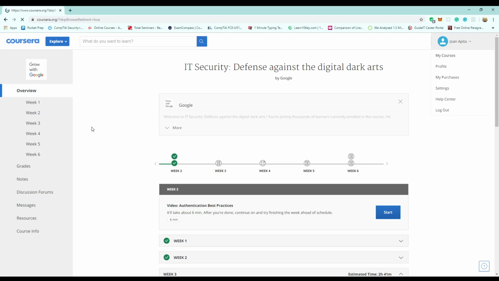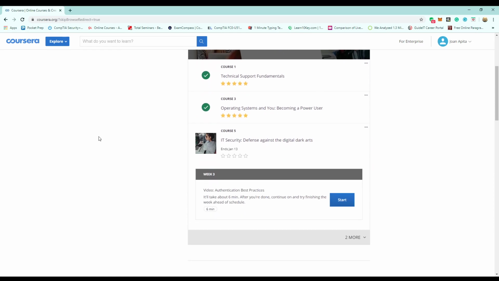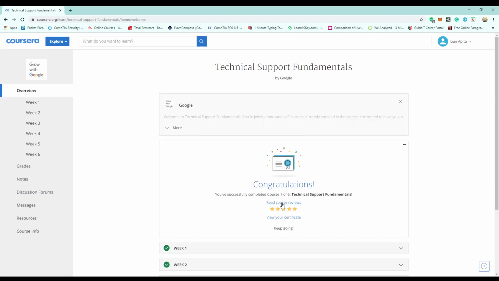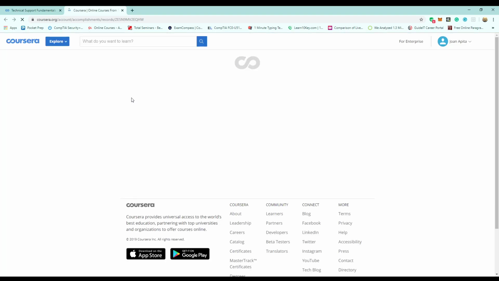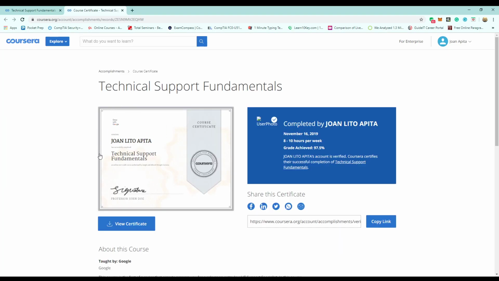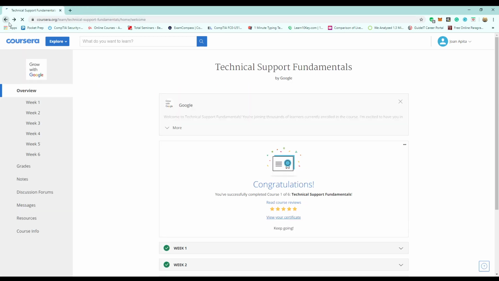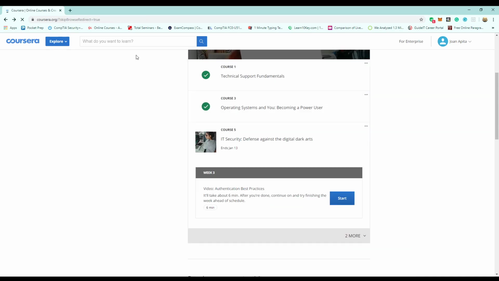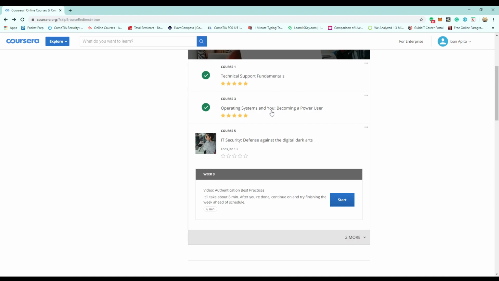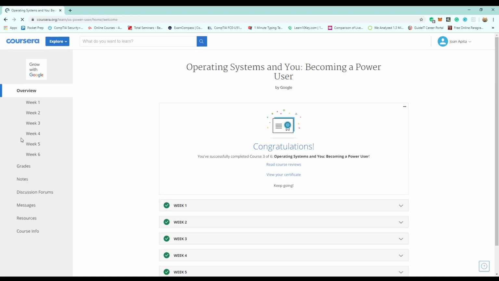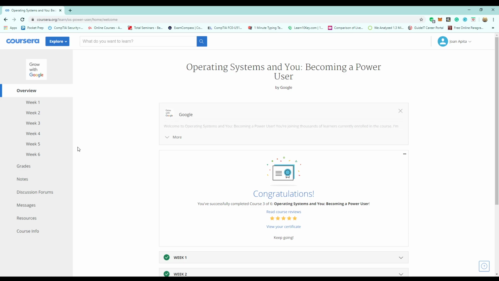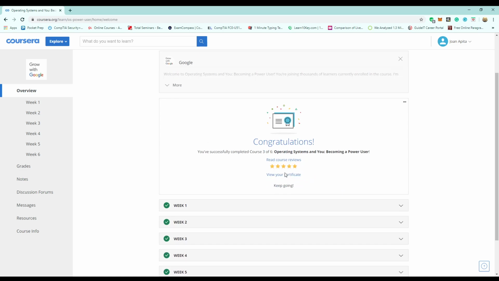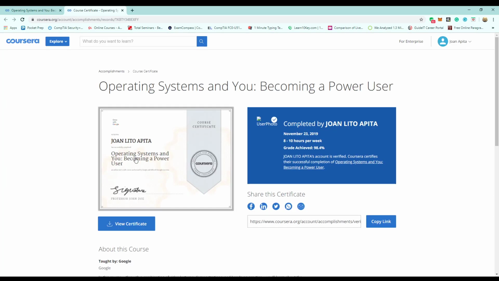Okay, let's go to my course. Where's the certificate? Oh, here. For example, this one, Technical Support Fundamentals. They give you a view your certificate option, and it will give you a certificate like that. Then let's see the other one. This is the operating system and become a power user. It will teach you how to work with Linux and the remote desktop terminal. Yeah, this one too.